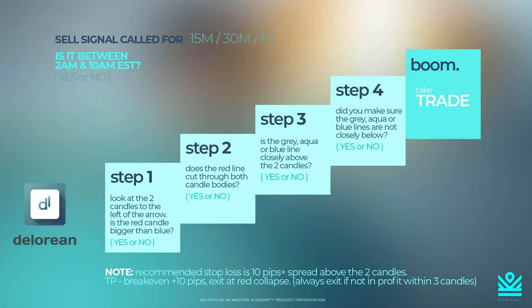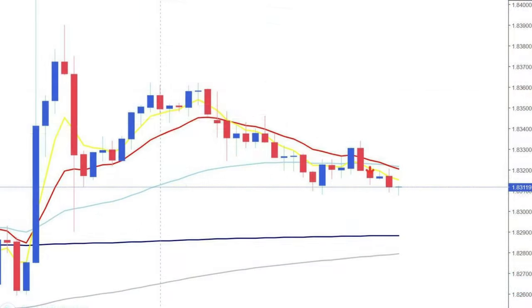Step one passes, yes. Step two passes, yes. Step three passes, yes. Step four passes, yes. What do you think we're going to do right now? Boom, take the trade. That is how we actually take the trade. We get four yeses. All we're focused on today is, do we take the trade, yes or no? That's all we're focused on, nothing else today. So let's go to another example.